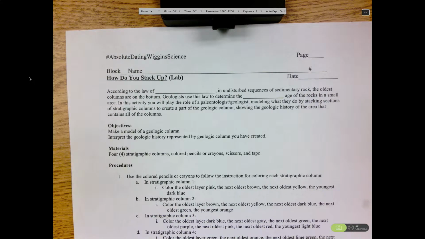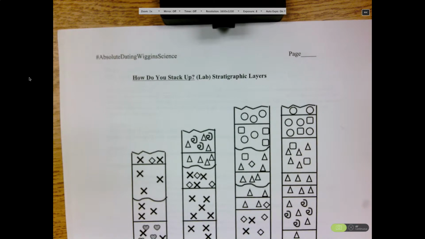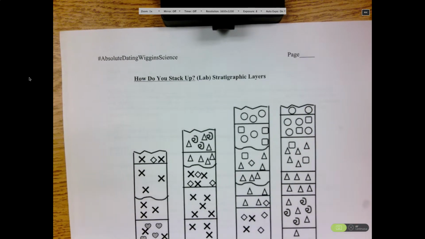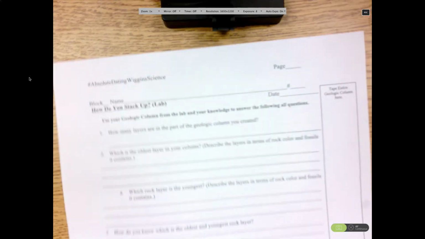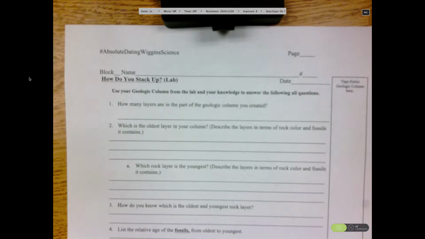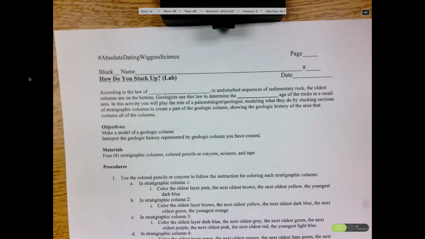Your materials. You have four stratigraphic columns, which is your second page like this. This paper does not have holes in it because you're going to be cutting things out of here. Also, with that being said, this is listed as the back of your paper, which is why your holes are on the other side. The question side is going to be your front of your paper, where you're going to have all your answers and things of that nature. But we are looking on this side where you have your instructions.